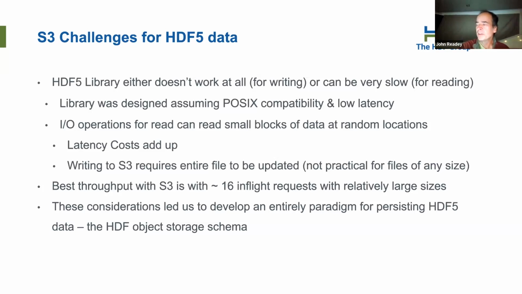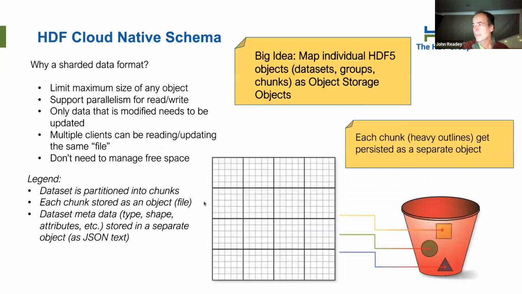Given all this, that led us to develop a new paradigm for storing HDF data, but not in the HDF5 file format. It is a sharded data store. We take each HDF5 object, the datasets, the groups, the links, and store that as JSON in S3. Each chunk of each dataset is also stored as an object in S3. So one HDF5 file becomes potentially millions of smaller S3 objects.